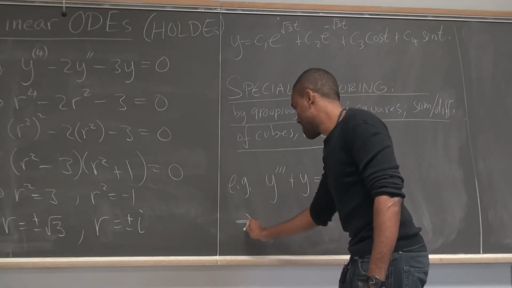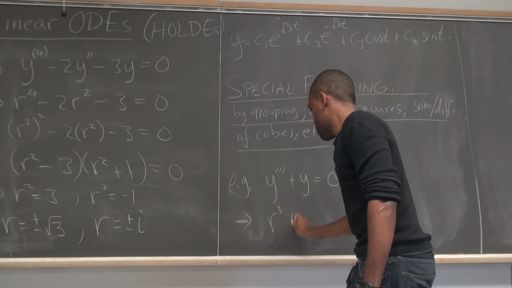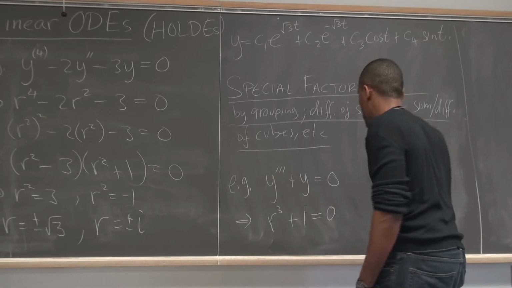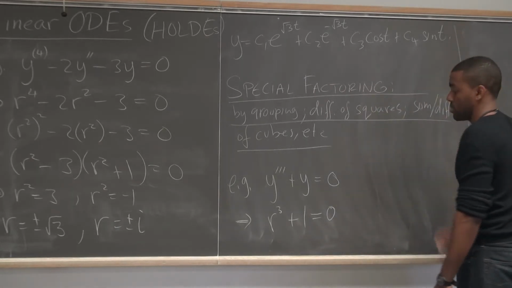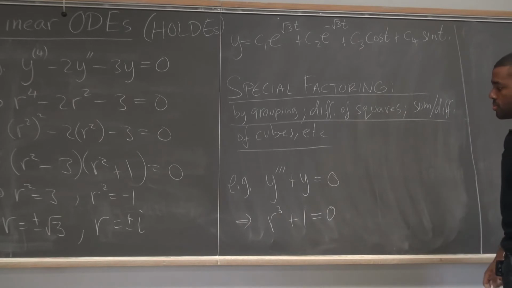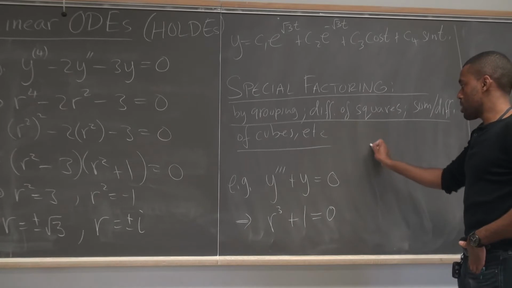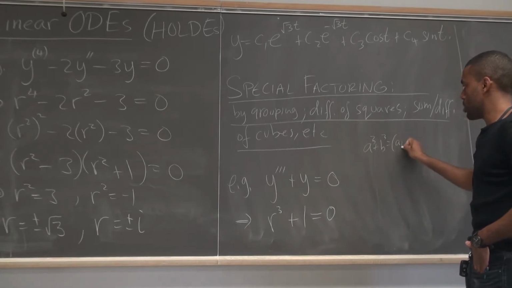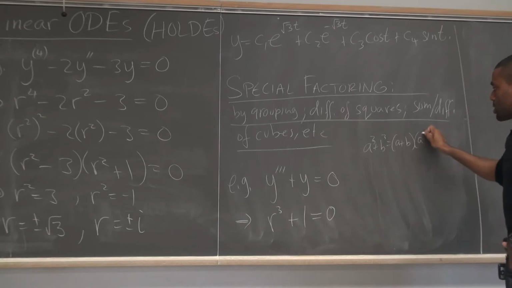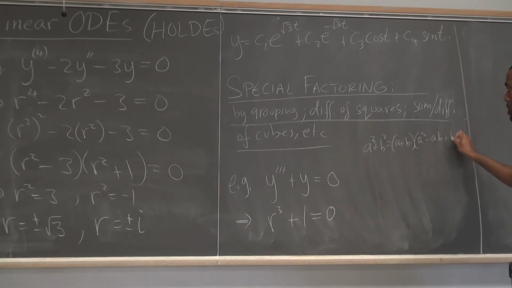What is this? r cubed plus 1 equals 0. How do I do that? r cubed is equal to -1. Can we use the formula for that? The cube formula? What is the formula? Right, there's a formula. This would use the sum of two cubes, right? a cubed plus b cubed is equal to a plus b times a squared minus ab plus b squared.